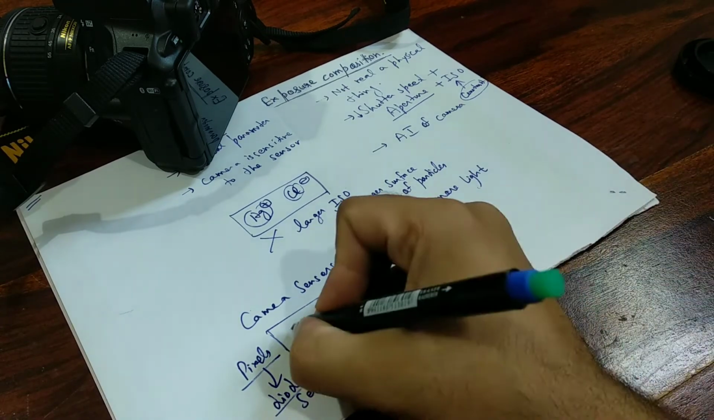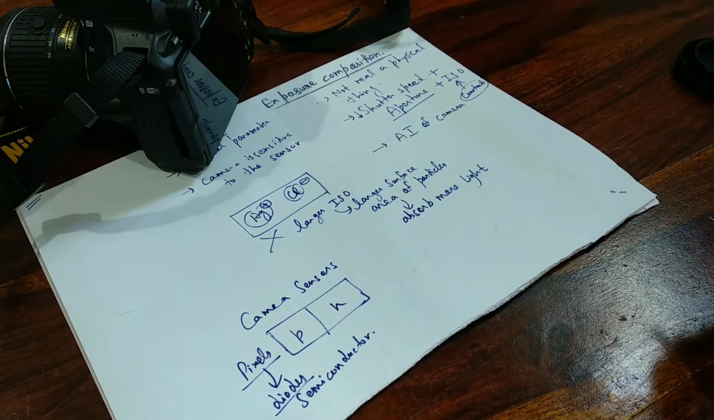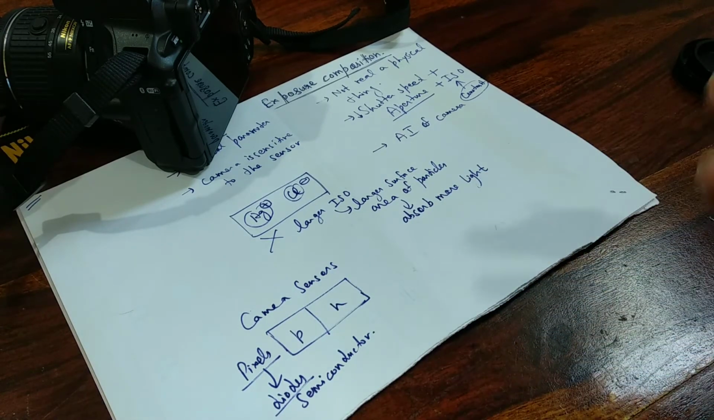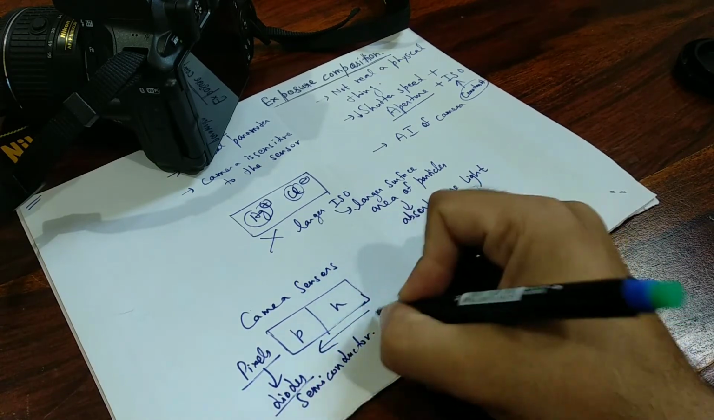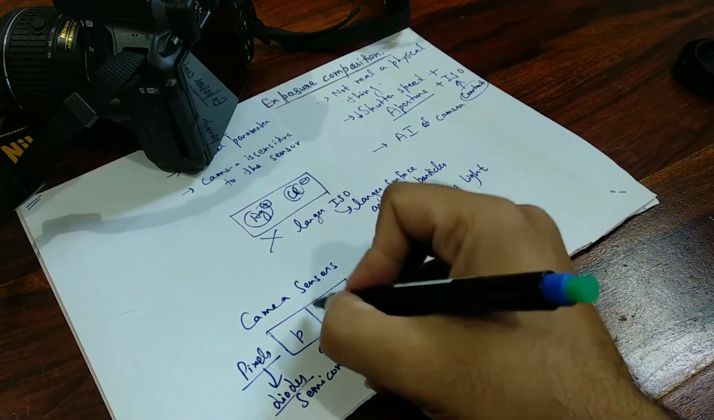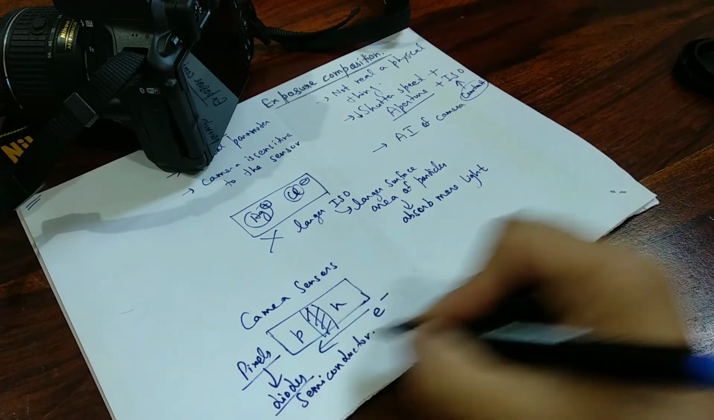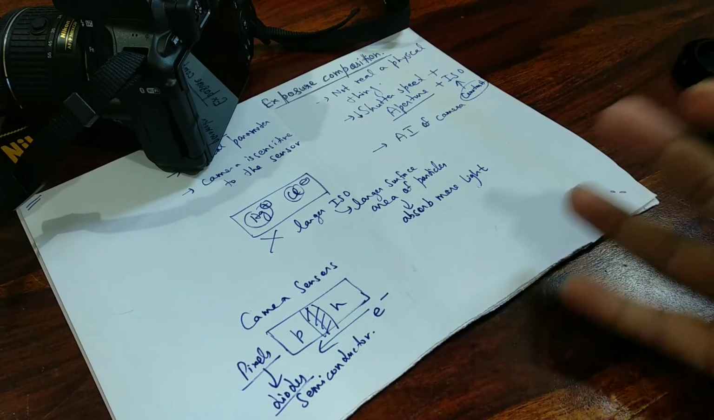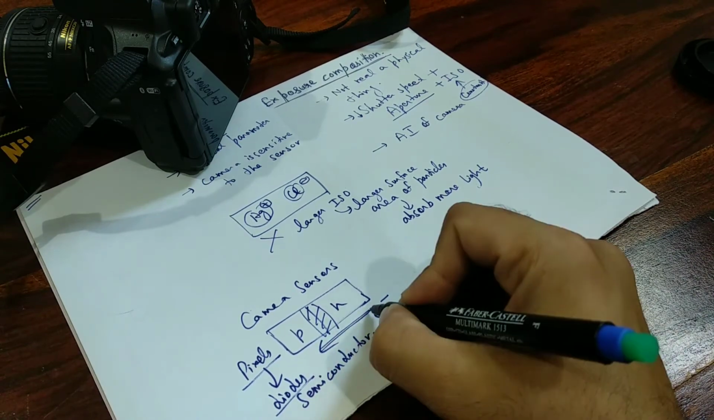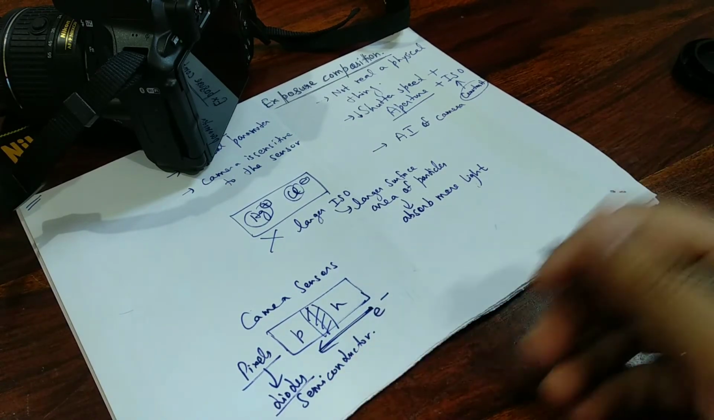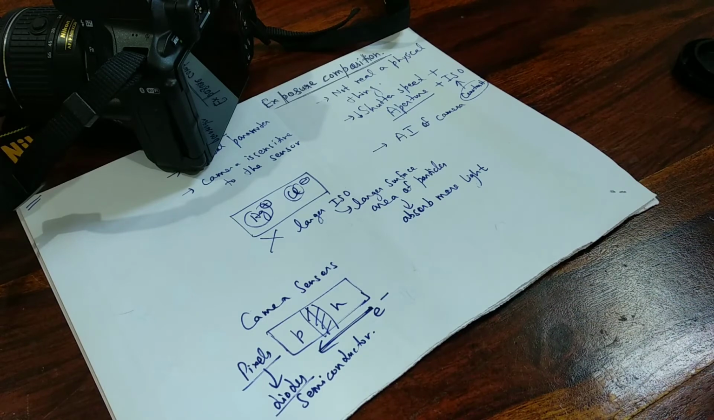So when you increase the ISO, the sensitivity of these diodes is increased, and there is a flow of electrons from the depletion region over here, from the N to the P type, and that is how the ISO works. So you absorb more light, you have more electrons flowing, and there is more exposure.